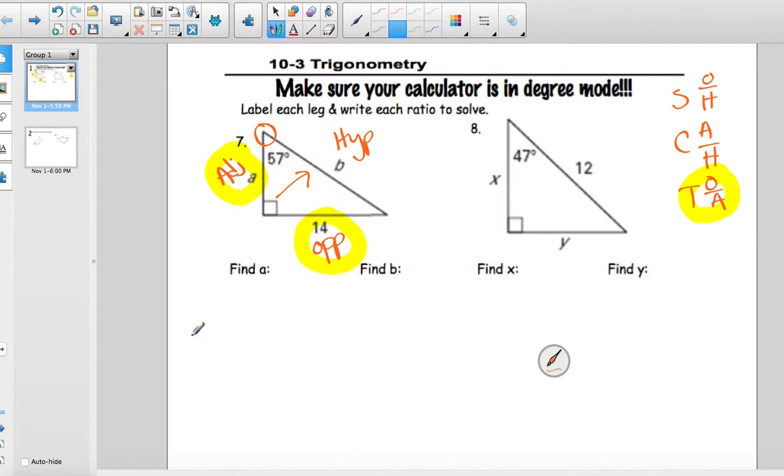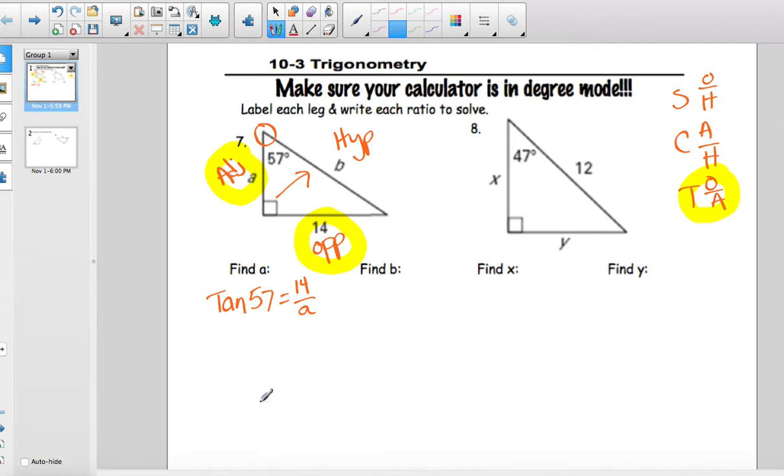Then we set up the equation. This is a very shortened version. It's not the whole thing. The T is where we should think tangent of the angle, and the angle is 57. You need to have your angle with your trig function. Then it says O over A. So we're going to put the ratio of the opposite, which is 14, over the adjacent.